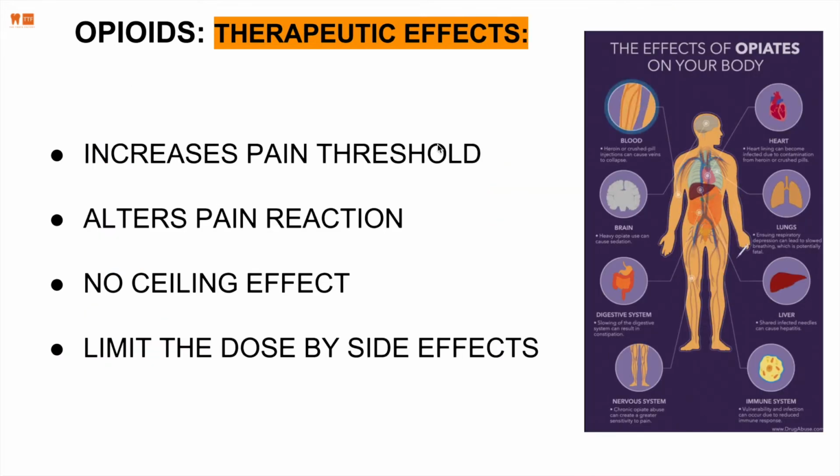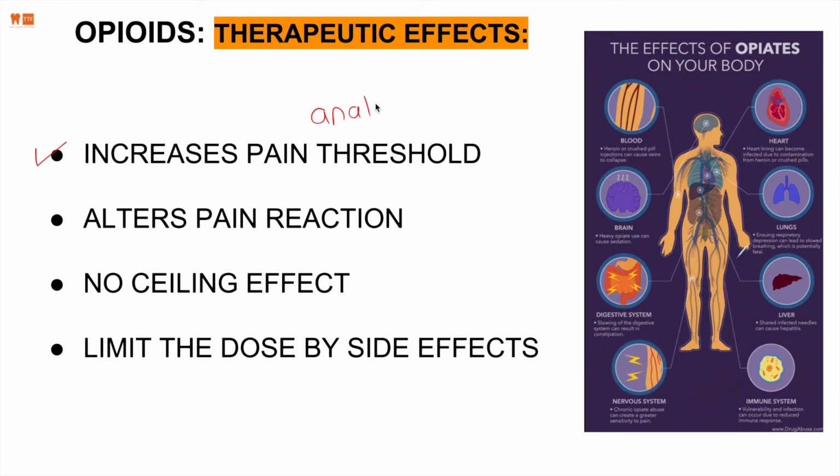Opioids' therapeutic effect. Yes, the opioids, I understand that they are in the CNS, but they cause effects all over the body. Let's take a look at how. The biggest effect of them all, therapeutically, is increasing pain threshold. Our goal is to have analgesia.